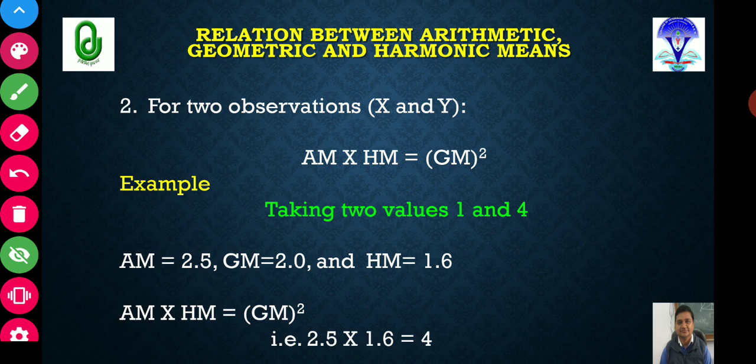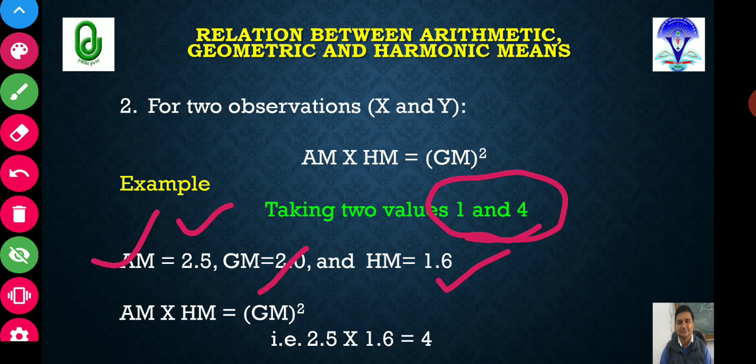Let us understand this by an example. If we have the values 1 and 4, the arithmetic mean, 4 plus 1 divided by 2, will be 2.5. The geometric mean is the square root of 1 into 4, so it will be 2, and the harmonic mean will be 1.6. So you can see the arithmetic mean is greater than the geometric mean and harmonic mean. So the first relationship is clear.